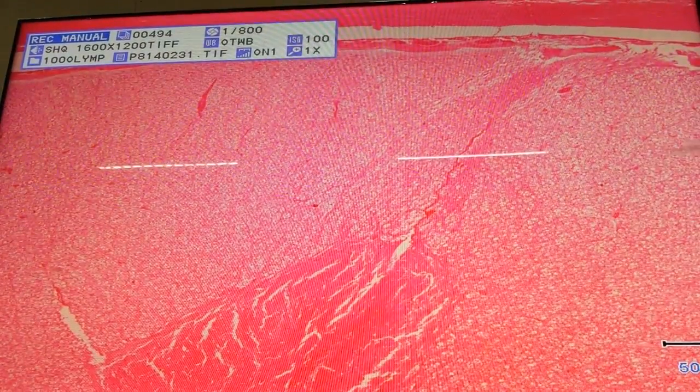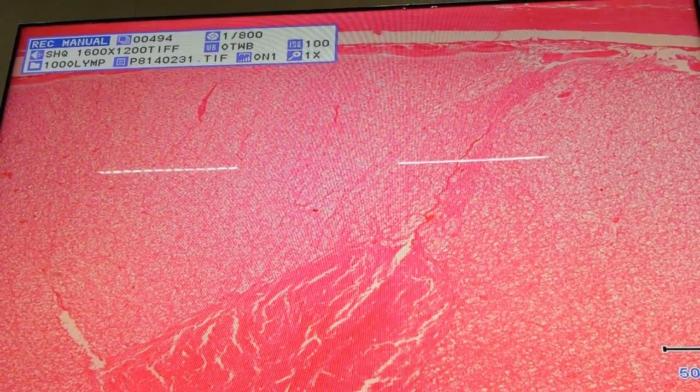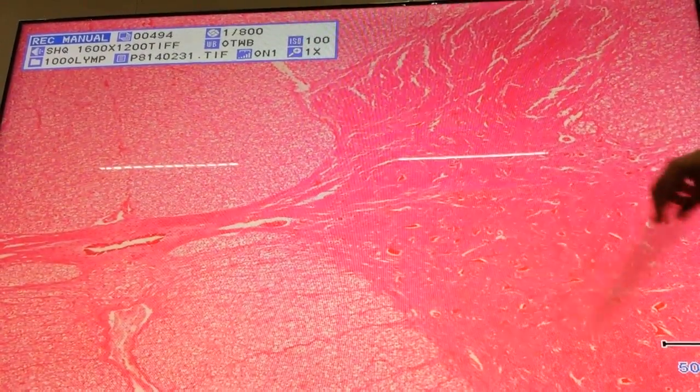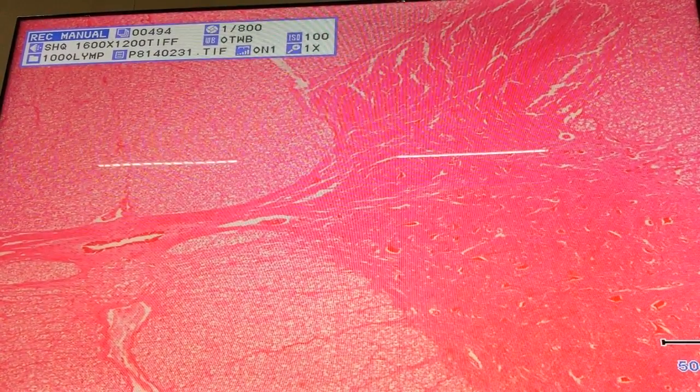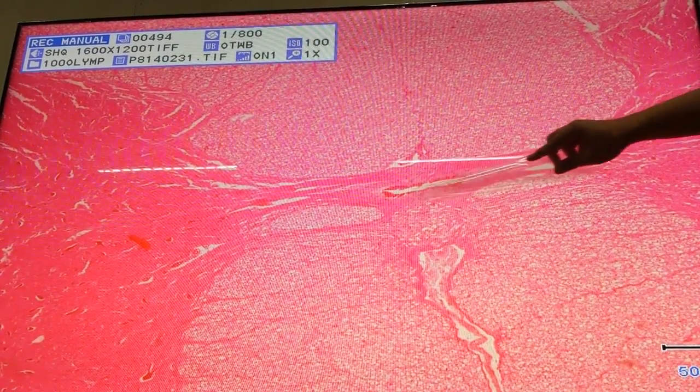The majority of the area of the spinal cord consists of the white matter, the one in the middle, and the gray matter. The center of it all would be the central canal, which is lined by ependymal cells.